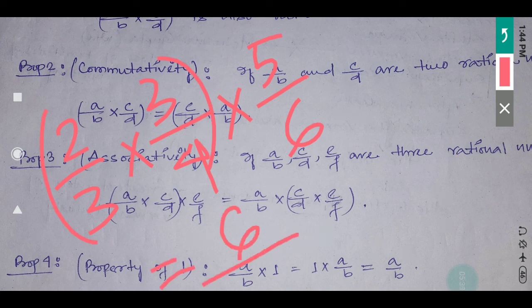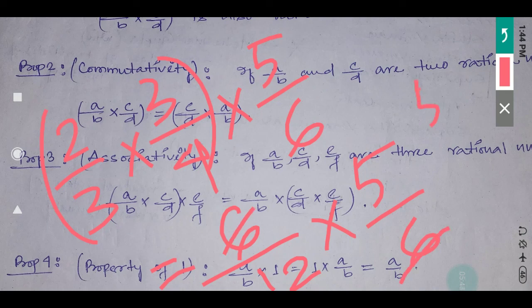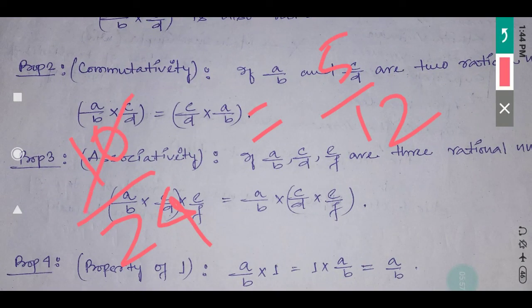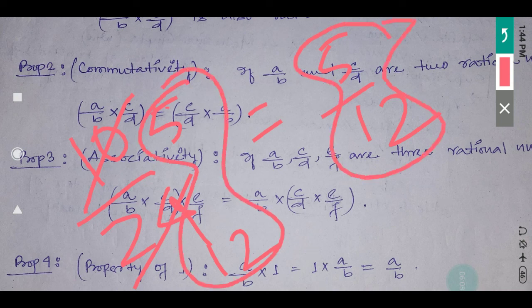6, 3 4s are 12, 5 by 6. 6 gets cancelled, 5 by 12. Previously what we have got? 10 by 24. Check. 10 by 24, and here I have got what? 5 by 12. Here if I do the cancellation by 2, 2 5s are 10, 2 12s are 24. That is, here also 5 by 12, here also 5 by 12. That means it is same.